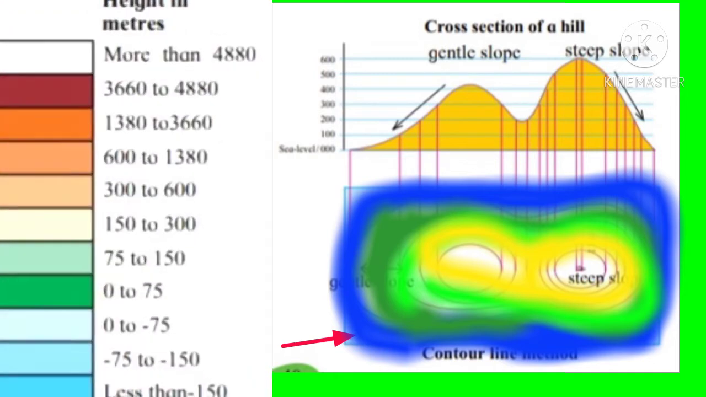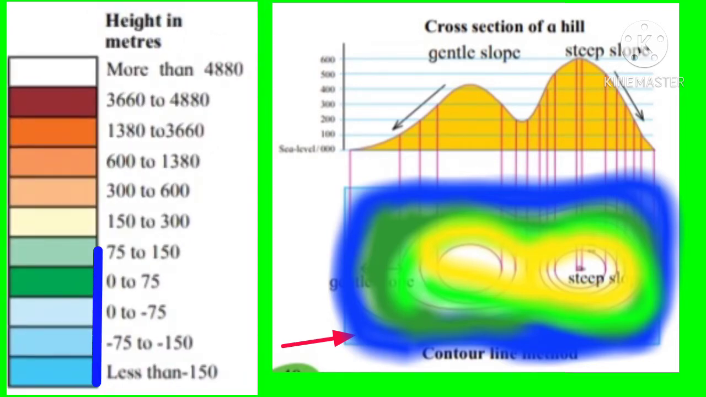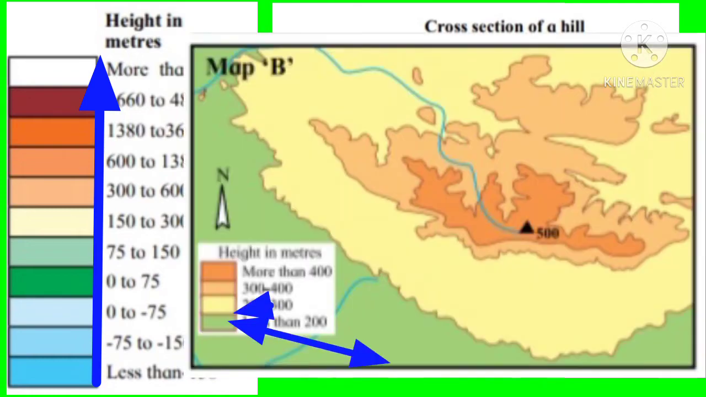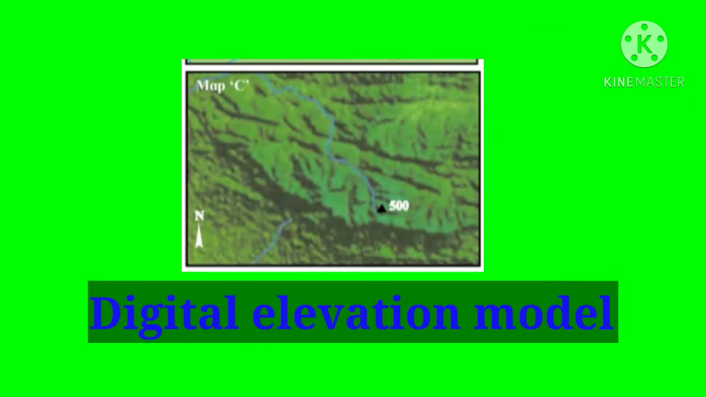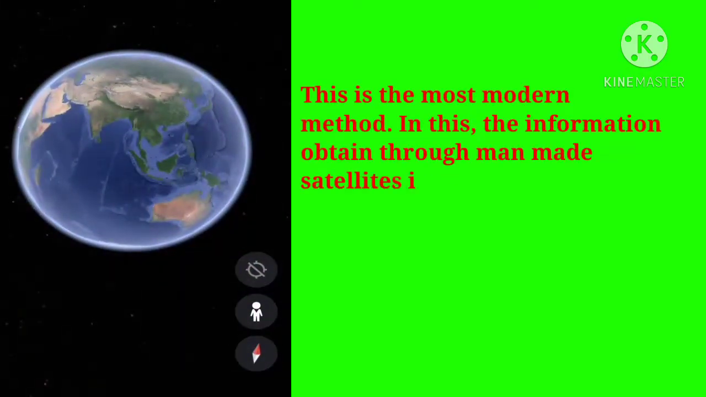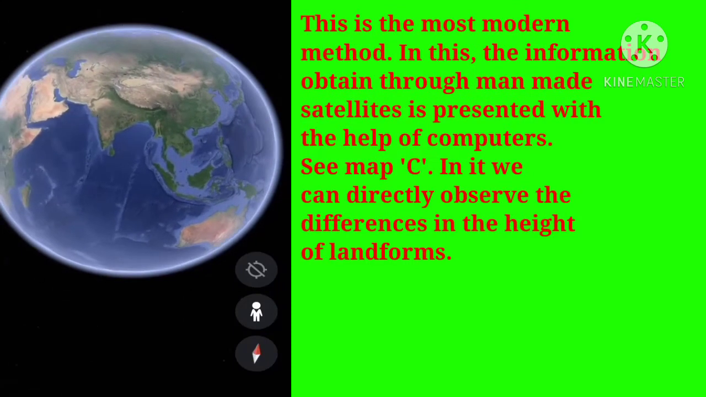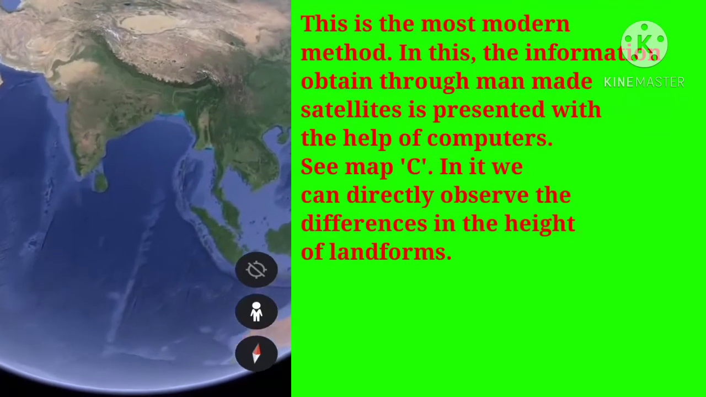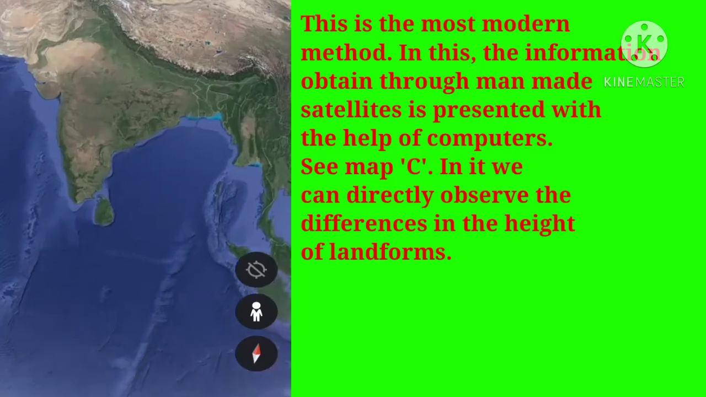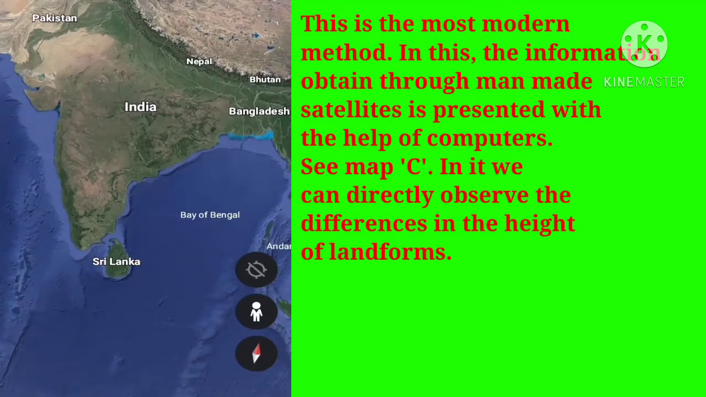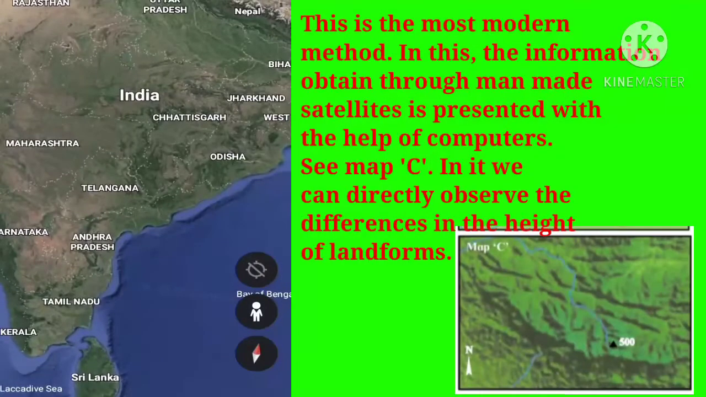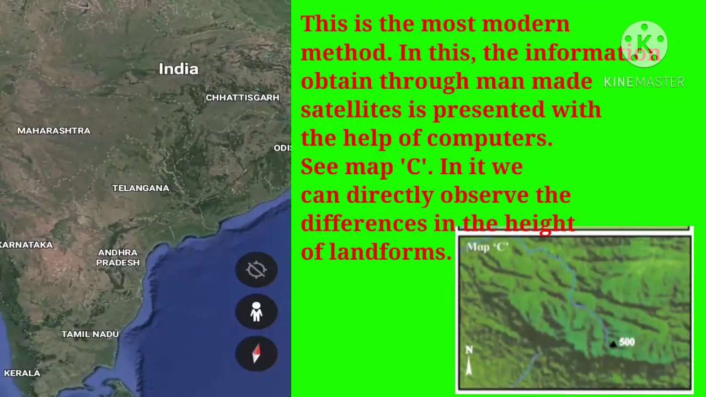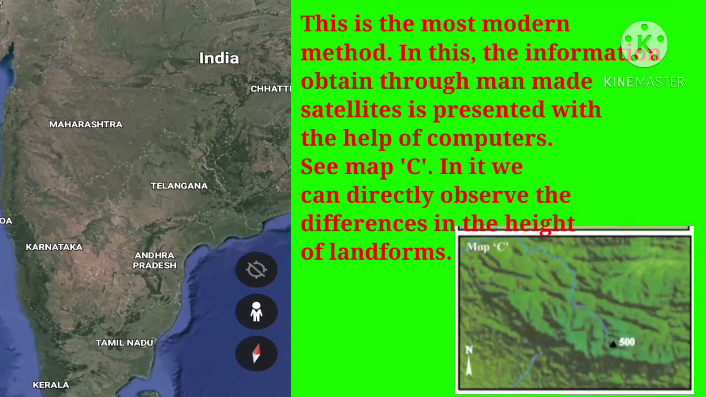Study the given color index. Note how the colors change with the height. The colors between the contour lines show up the difference in the physical setup. See map B. The third method is the digital elevation model. This is the most modern method. In this, the information obtained through man-made satellites is presented with the help of computers. See map C. In it, we can directly observe the differences in the height of landforms.